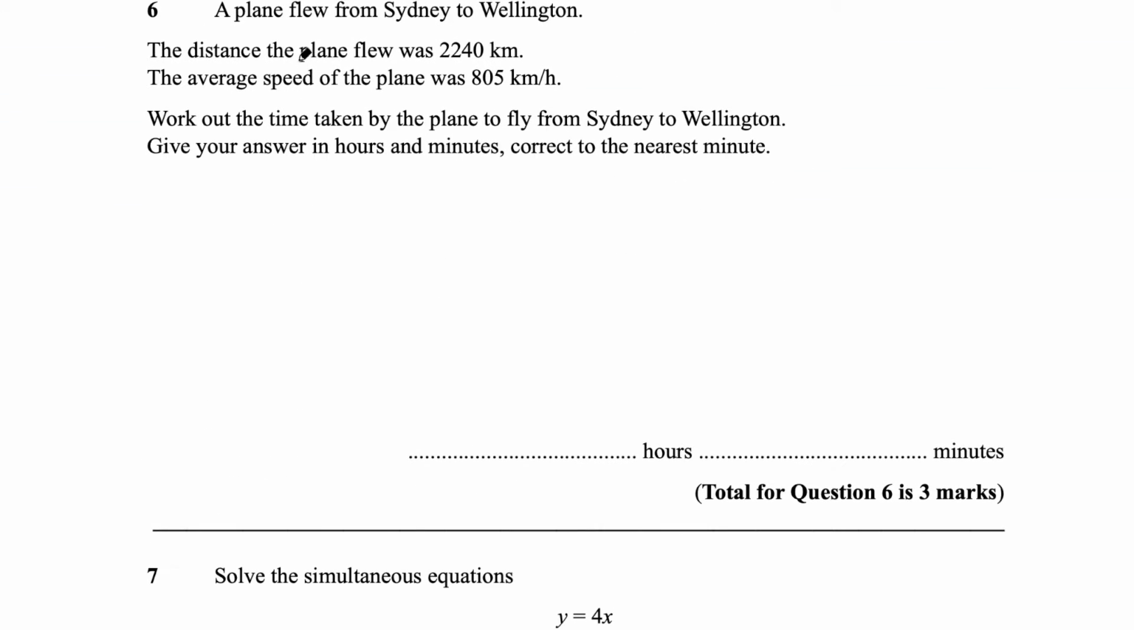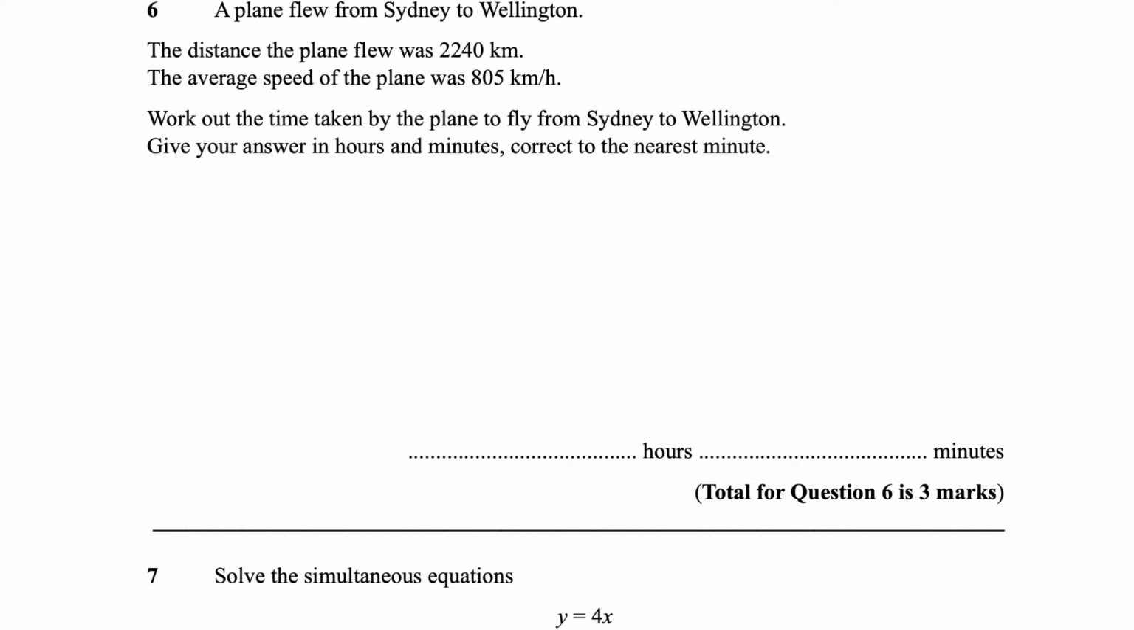Question 6 says a plane flew from Sydney to Wellington. The distance the plane flew was 2,240 kilometers. The average speed of the plane was 805 kilometers per hour. Work out the time taken by the plane to fly from Sydney to Wellington. Give your answer in hours and minutes, correct to the nearest minute.